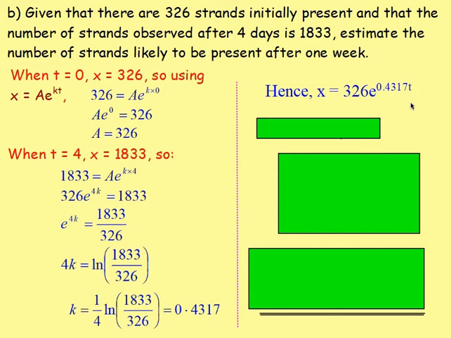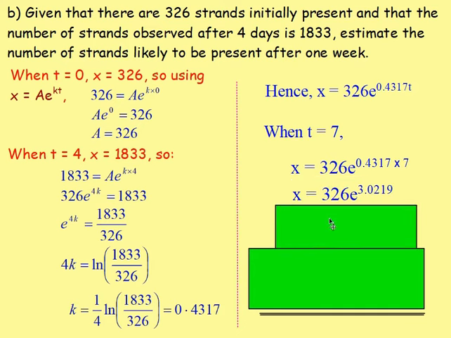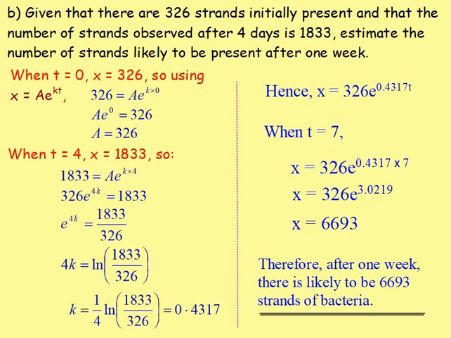It's saying how many strands are likely to be present after 1 week. Well, after 1 week, we know that's 7 days, so we can replace t with 7. Therefore, we'll have x equals 326 e to the power of 0.4317 times 7, which works out to be 326 times e to the power of 3.0219, which will give us 6,693. And you can finish that off with a nice little story that says, therefore, after 1 week, there is likely to be 6,693 strands of bacteria. Lovely. And that's your answer.